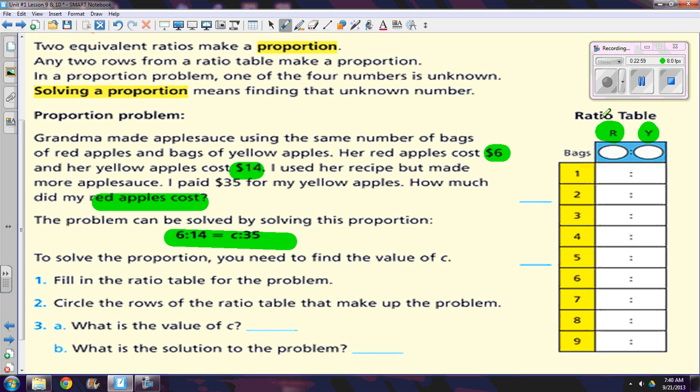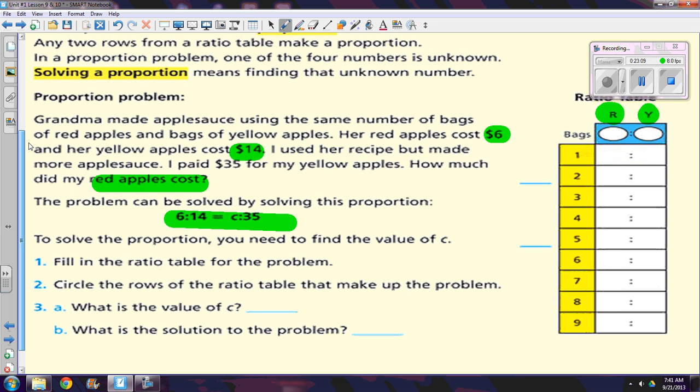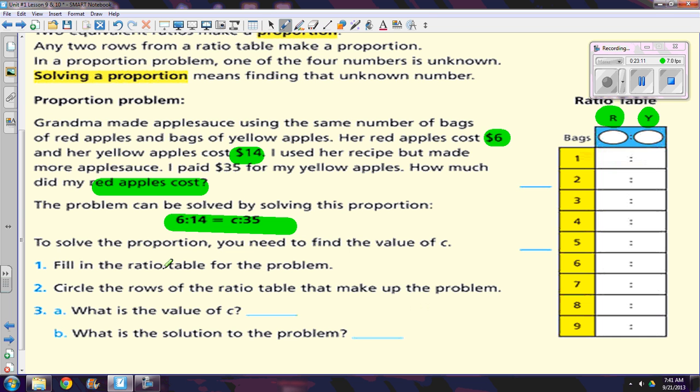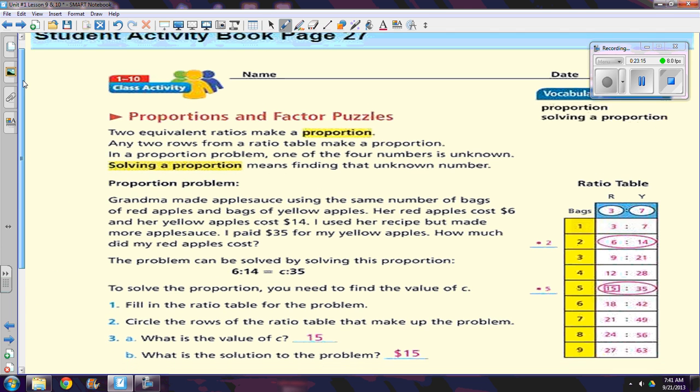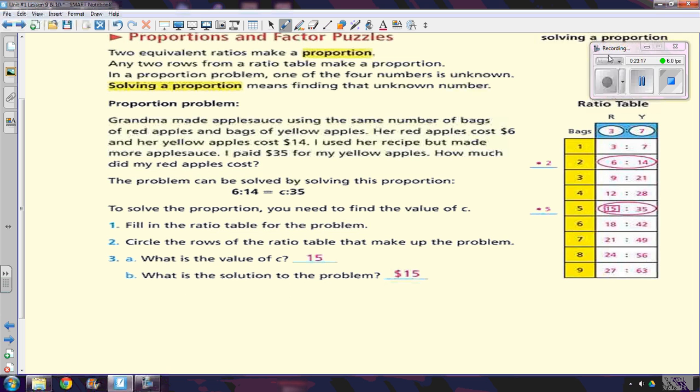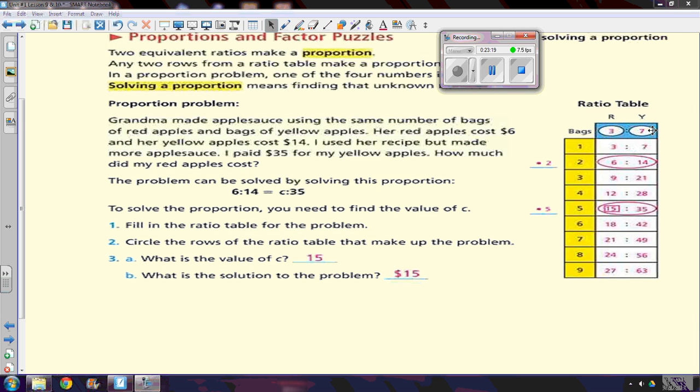So in your black notebook, draw the ratio table. We're going to be answering 1, 2, and 3, and let's get to it. So let's take a look at 1, 2, and 3 filled in. Fill in a ratio table for the problem. So here we go. Over on the right, there's your problem. Let me move this stuff around here. 3 to 7. What did I come up with for the 3 to 7?